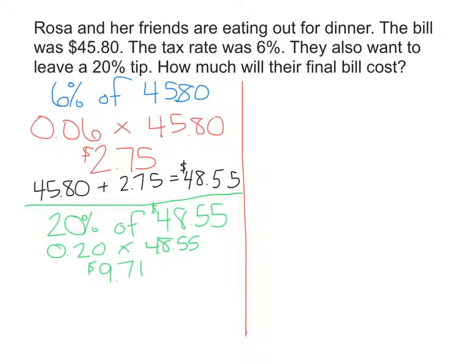$9.71. So now we add on whatever that tip is, because we're tipping the waiter, to our total price. And our final bill cost then would be $58.26.